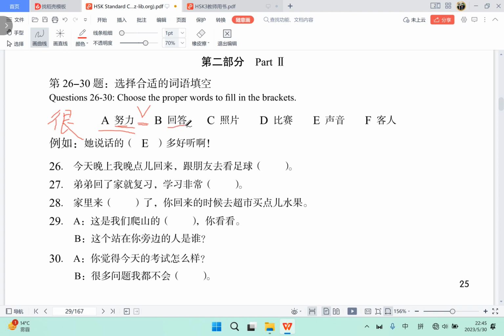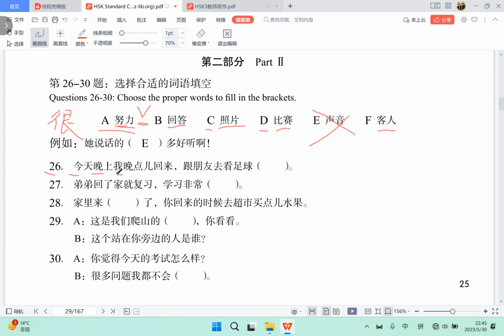And B 回答, to answer, to reply. And C 照片, photo. And D 比赛, competition, match, game. E is the example, we just did it. And F 客人 could be customer or guest, depending on the context.